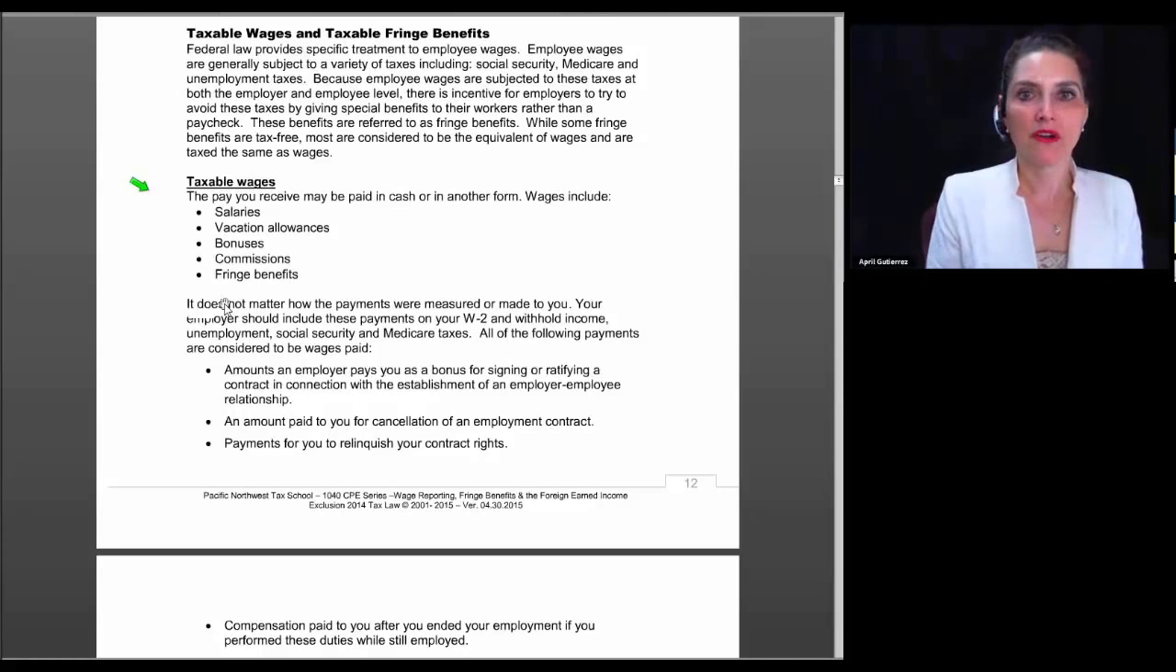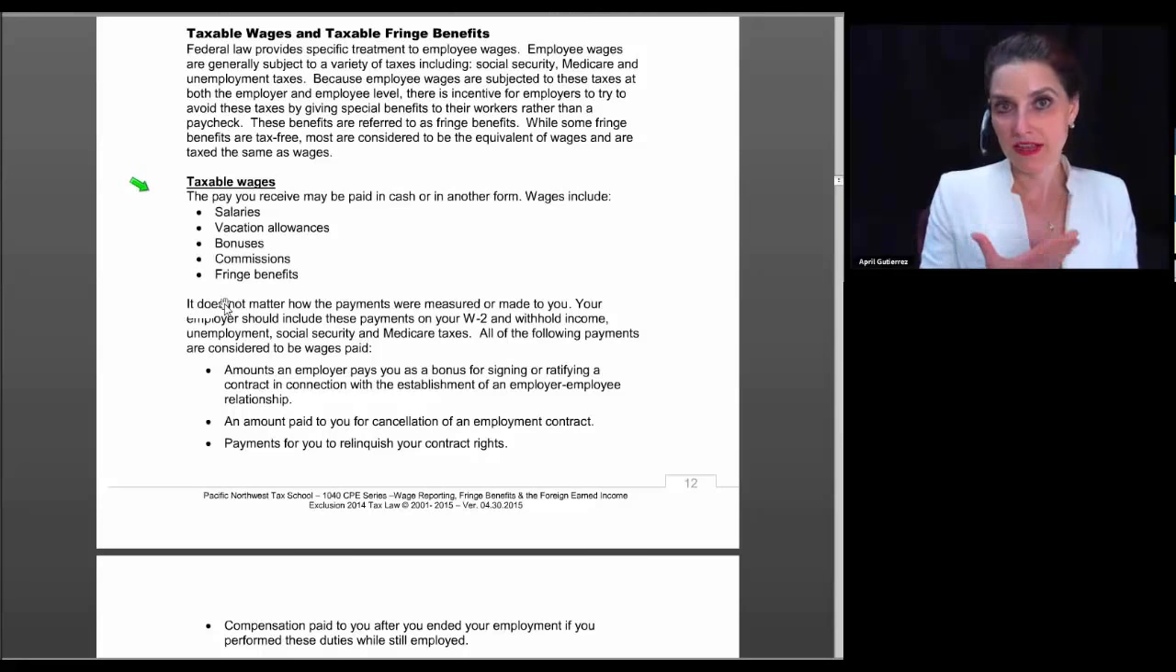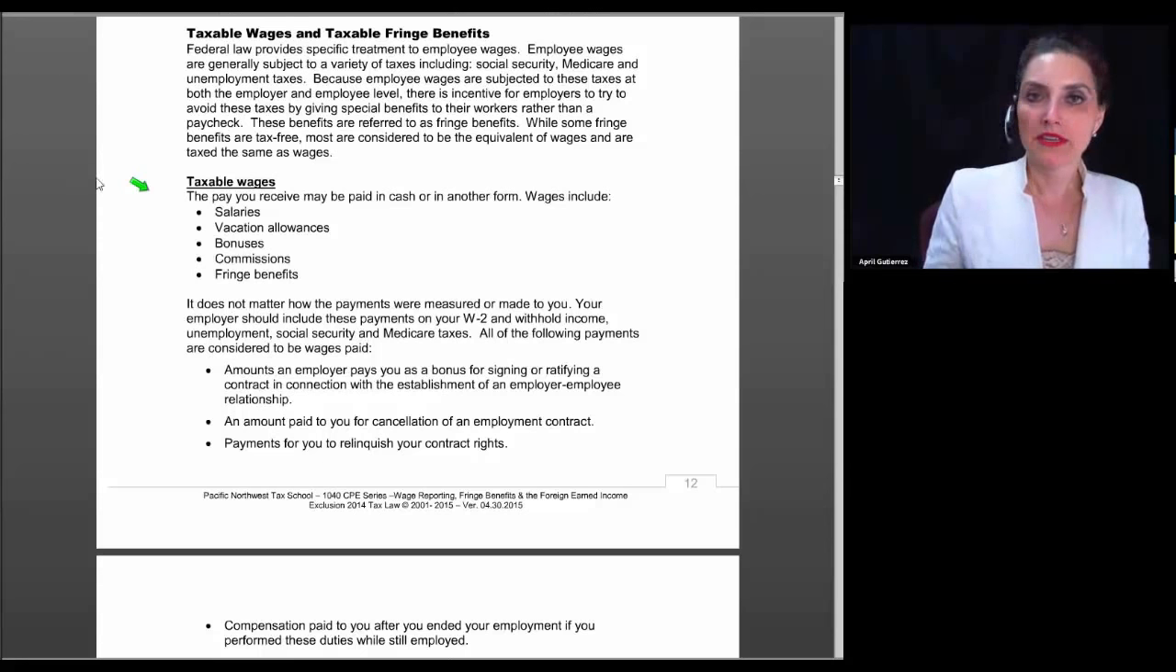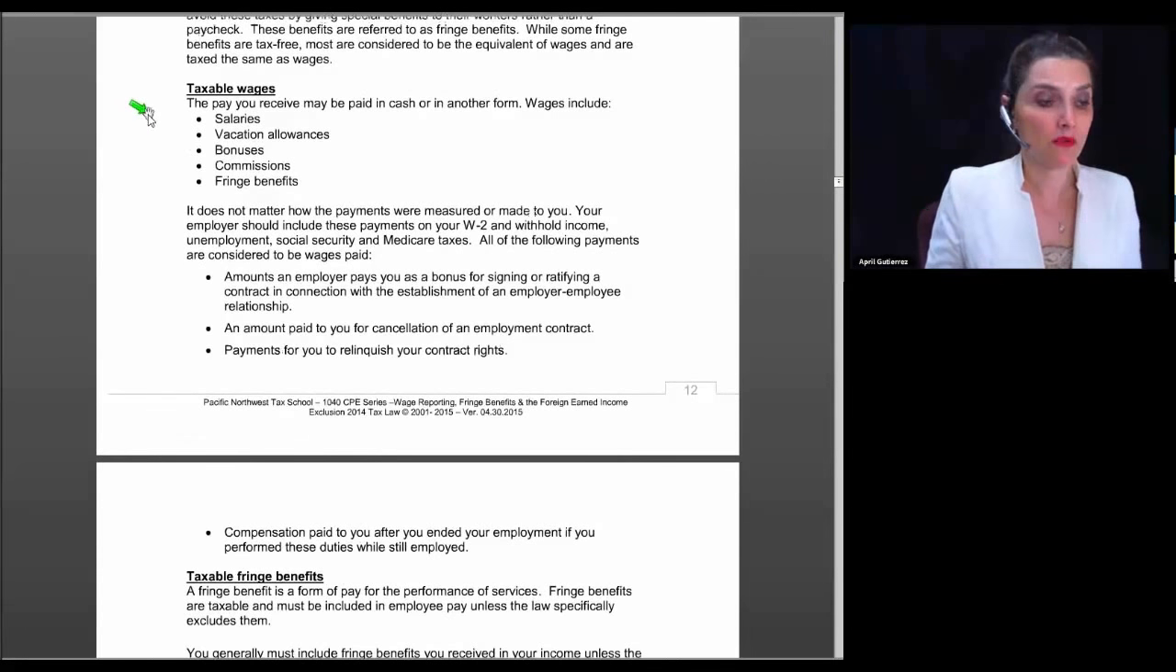For example, if you are an employer who regularly brings food in to your employees for staff meetings and you like to give them nice dinners and take them to ball games and so forth, those things are going to add up and raise the eyebrows of an auditor, especially a payroll auditor. So those types of things we need to be on the lookout for as tax practitioners and be advising our clients on these. So when an employer gives an employee a benefit aside from the regular pay, these benefits are referred to as fringe benefits. And while some fringe benefits can be tax-free, most are considered to be the equivalent of wages and are taxed as if they are wages, because as far as the IRS is concerned, they are wages.